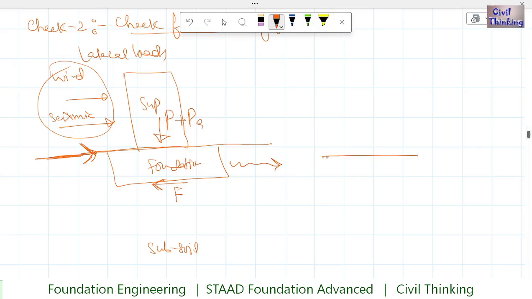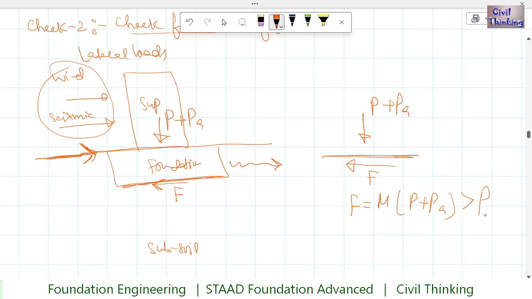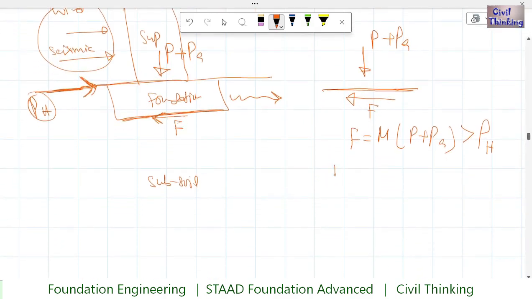So this is our foundation. This is the contact surface, and on it we have P plus PA. Now the friction force F is equal to the coefficient of friction mu times P plus PA, and it has to be greater than the lateral loads, if I denote them with PH, P horizontal. This friction force has to be more than this. Only then is the foundation safe in sliding. So we can write mu times P plus PA divided by PH has to be greater than some factor.